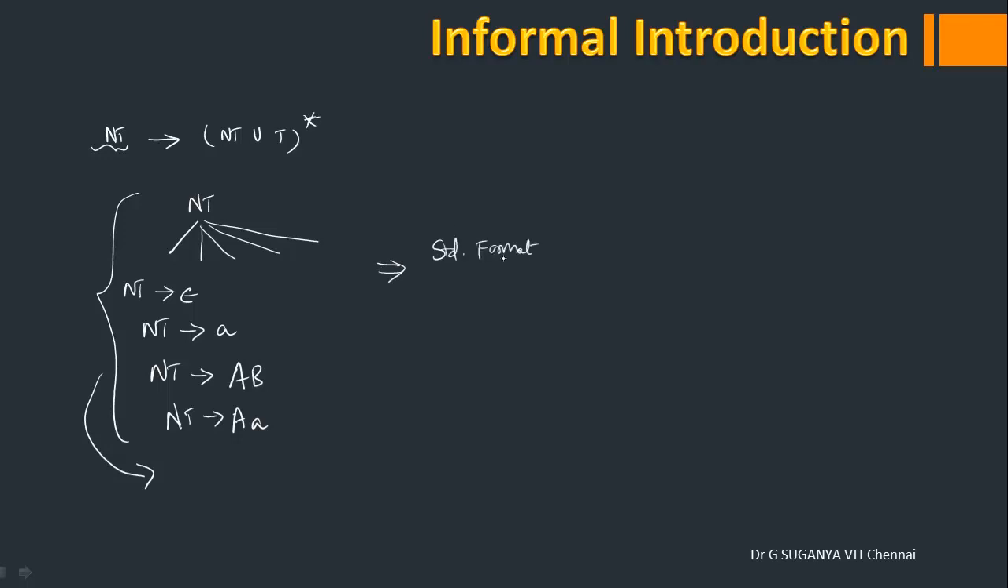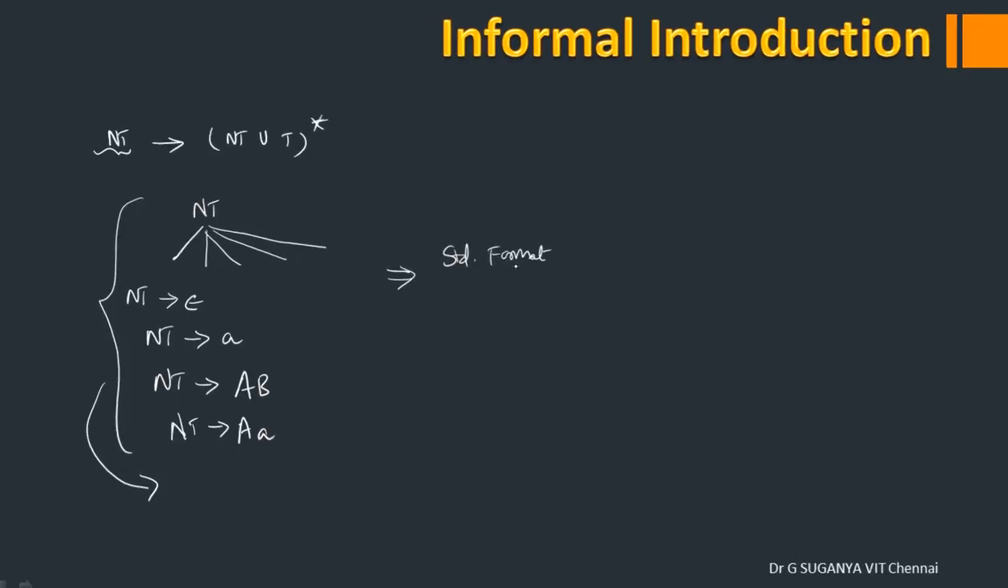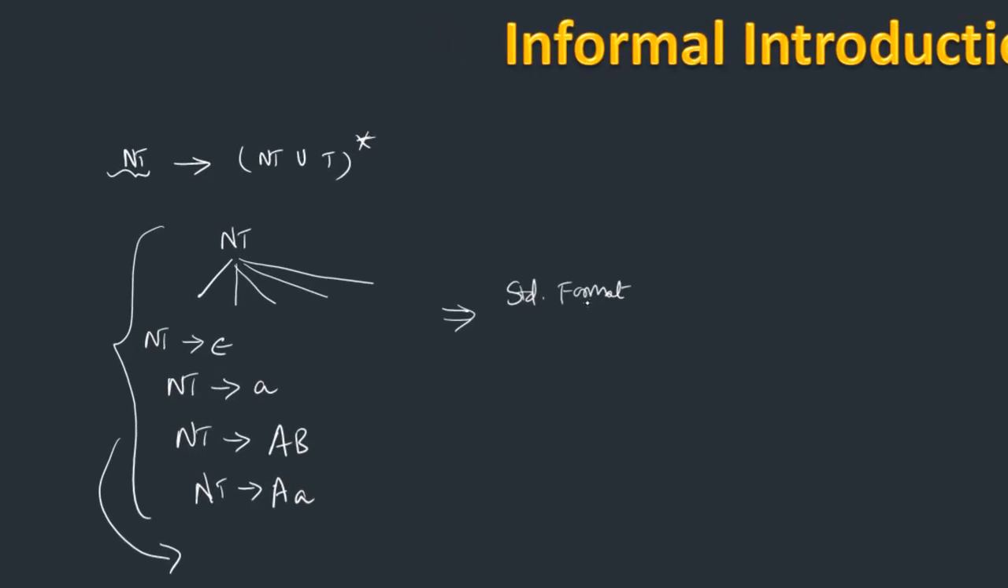Those standard formats are many. In particular, the Chomsky normal form is the best standard format that is available, which is based on the binary tree principle. So in a binary tree, what happens? Any root node or intermediate node can have a maximum of two children, right? Either you can have two non-terminals which could be expanded further and it goes on. When you want to stop, you can use a single terminal.